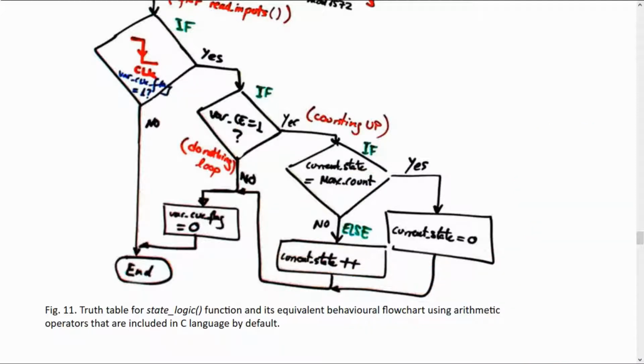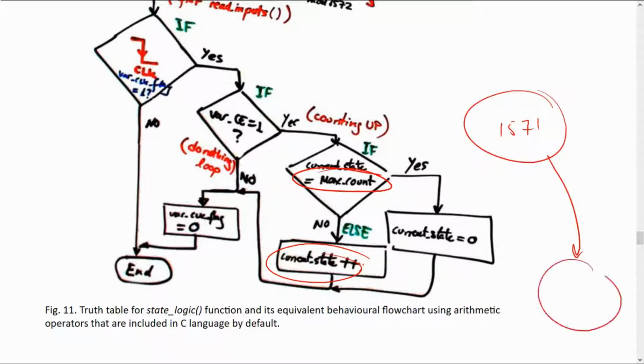Naturally, it has no problem to write that in C. You see, current state plus plus semicolon, or current state equal to current state plus 1. That's it. But in the case that's the last state, if this is the 1571 state, the next state is the 0, not the next one. So this is why you have to compare.